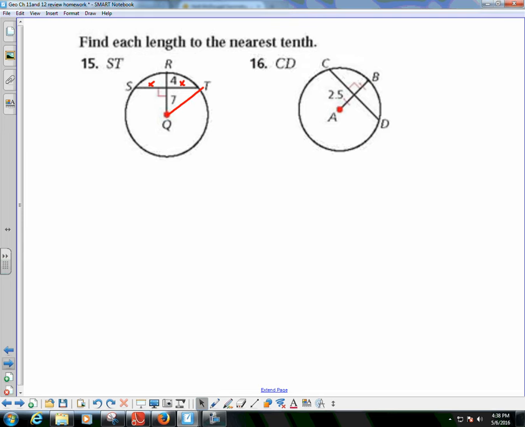What's the length of QT? Well, QR is a radius, QT is a radius, QR is 4 and 7, which makes the entire radius 11. Okay, let's see what else we've got. I've got this triangle, and I'm going to move that down here. I know that this is 11, this is 7, and this is a right angle.